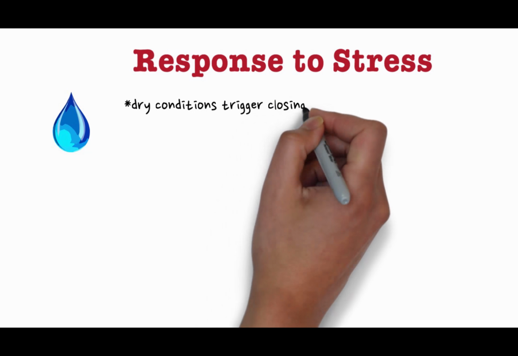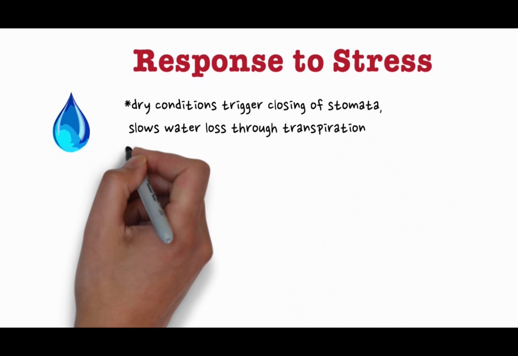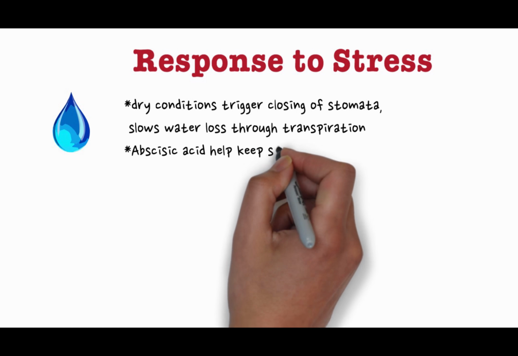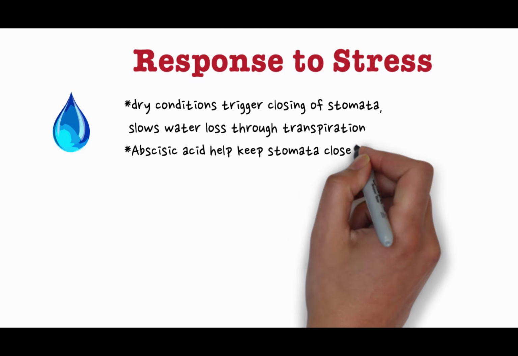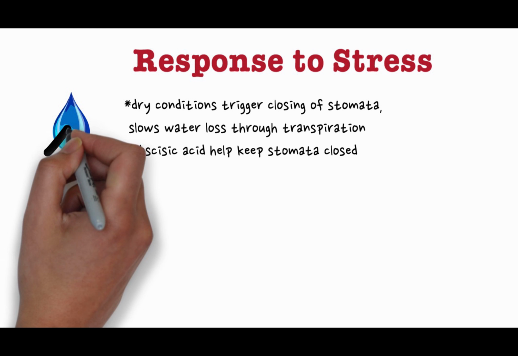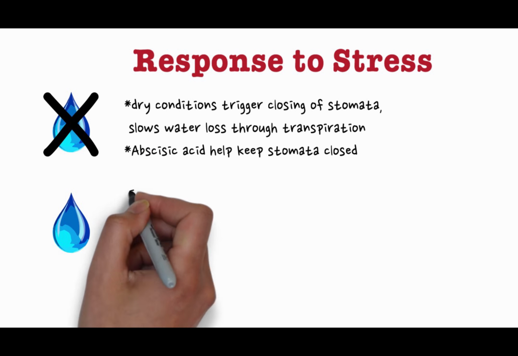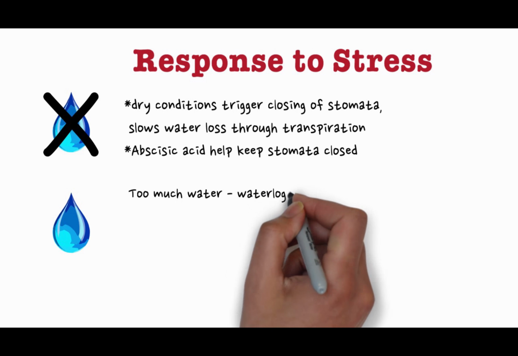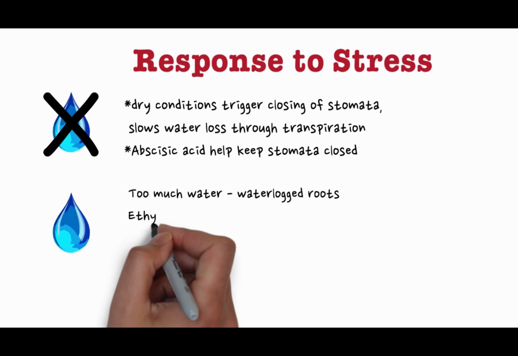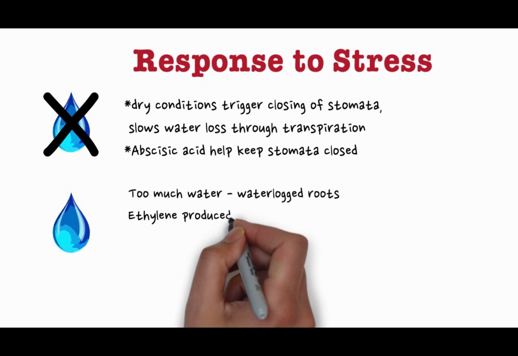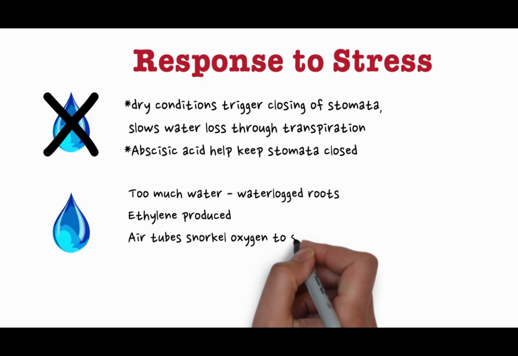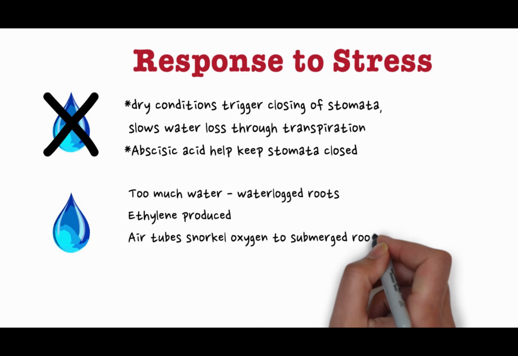Environmental stresses can also impact plant growth. If a plant is exposed to dry conditions, its stomata close, which slows transpiration. This stimulates the production of abscisic acid, which is also known as a stress hormone. Abscisic acid helps keep the stomata closed. Too much water can also be a stressor for plants. In this case, roots become waterlogged and face oxygen deprivation. This situation leads to the production of ethylene, effectively killing some of the cells in the root cortex. This creates air tubes which provide oxygen to the submerged roots.